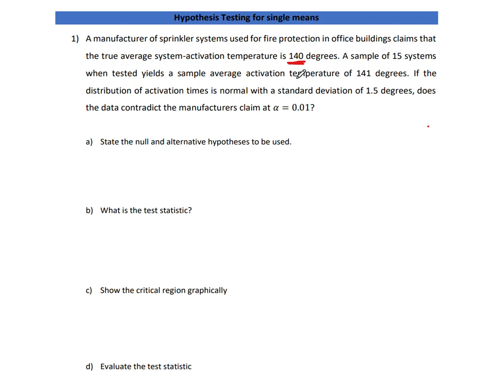A sample of 15 systems, when tested, yields a sample average activation temperature of 141 degrees. So that's the sample mean, and the sample size is 15. If the distribution of activation times is normal, so very importantly, we are told that the population is normally distributed with a standard deviation of 1.5. Does the data contradict the manufacturer's claim at alpha, the level of significance, equal to 1%?